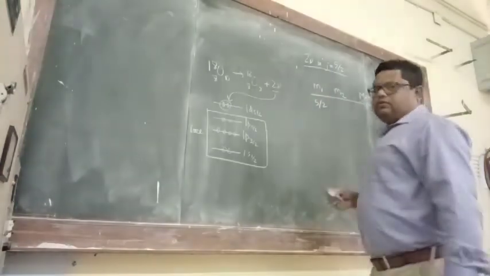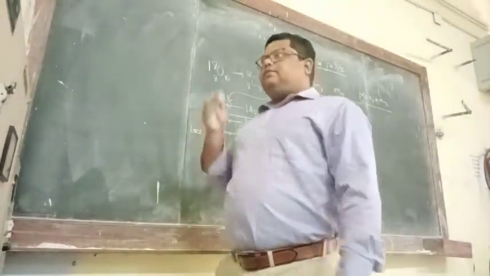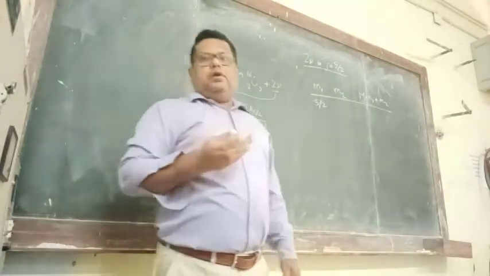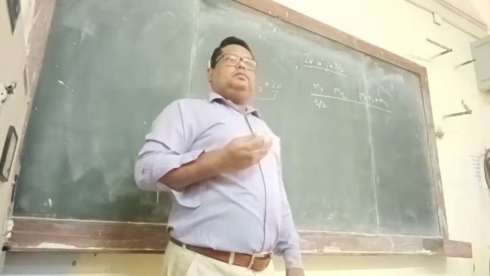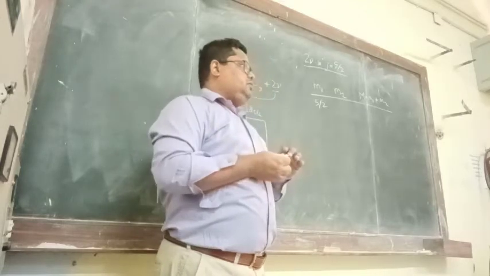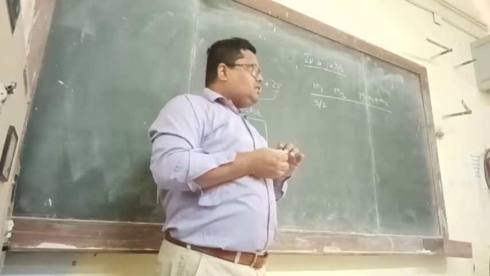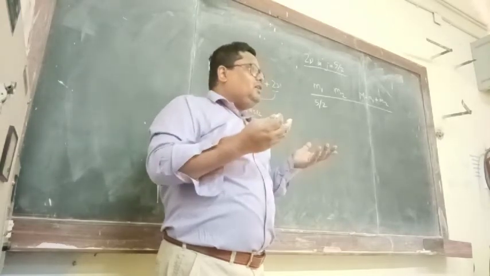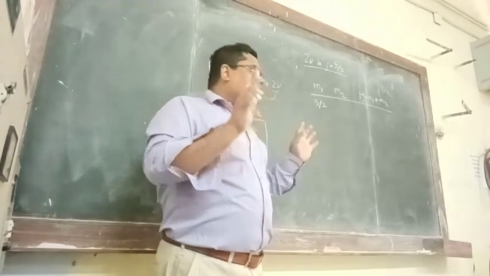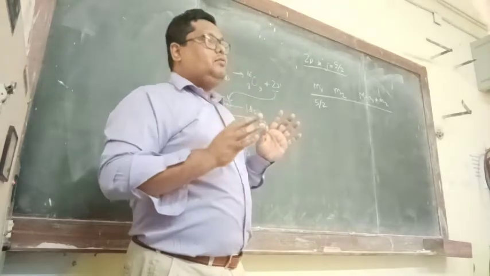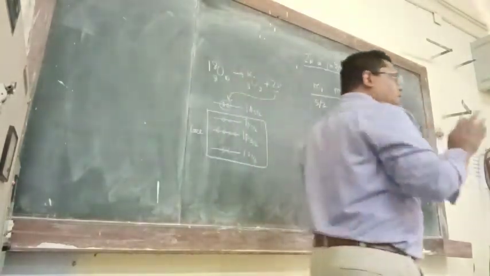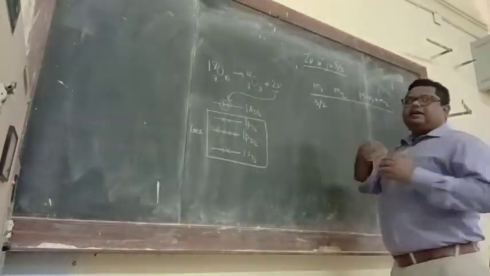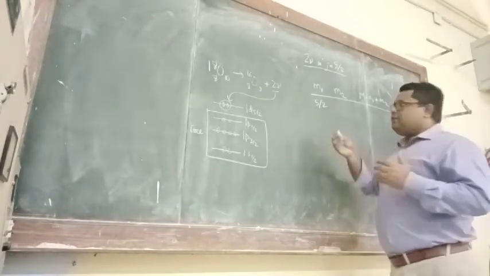So what about m2? What will the m2 value be? If m1 is equal to 5 by 2, what is m2? Can it be 5 by 2? No. Pauli's exclusion principle. Had it been bosons, had it been photons, two photons, then no problem. But we are considering fermions. So, m2 cannot be 5 by 2. What is the next lower number?